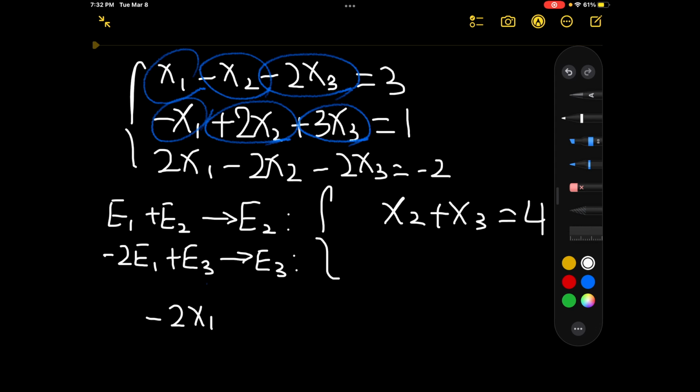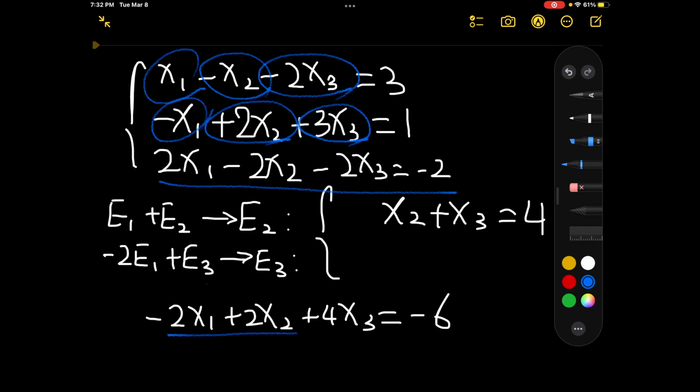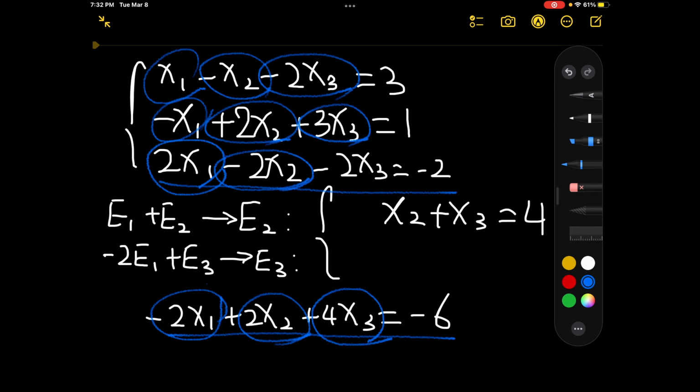Negative x2 times negative 2 is positive 2x2, and negative 2x3 times negative 2 becomes positive 4x3, equals 3 times negative 2, which is negative 6. Now we add this to equation 3. These two cancel out, and this cancels out, and 4 and negative 2 leave us with 2x3 equals negative 2 plus negative 6, which is negative 8.